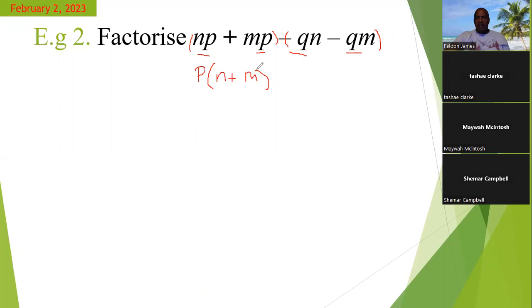So next, for the next pair, the common factor would be minus Q. And so minus Q, now you have to take into consideration that you're working with a negative sign. So if you're dividing a negative by a negative, the result is going to become positive. So bear that in mind.